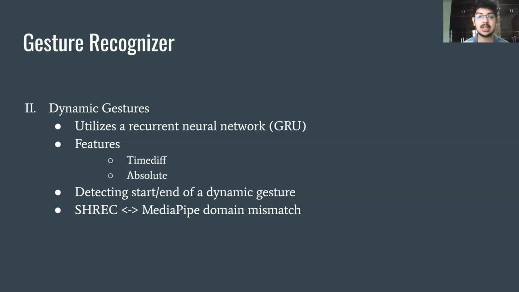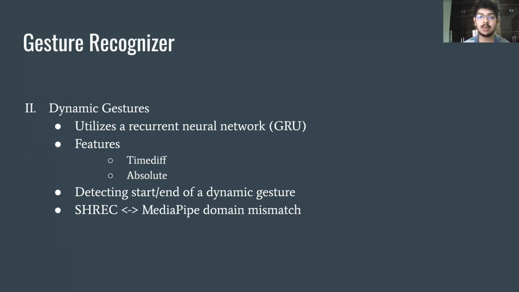One other problem we faced was detecting the start and end of a dynamic gesture, which is a hard problem. There is no way to reliably detect when a gesture starts and ends. We work around this by utilizing a signal key. When a signal key is pressed down, the neural network starts grabbing frames. And when this key is released, this entire sequence of frames is fed into the neural network to detect a dynamic gesture.